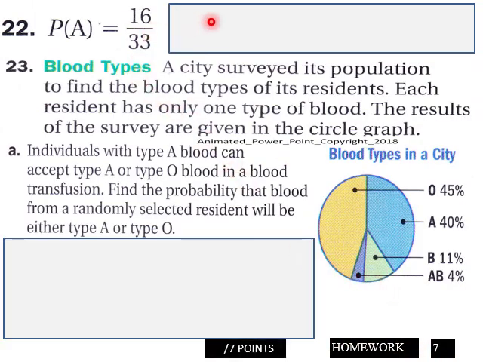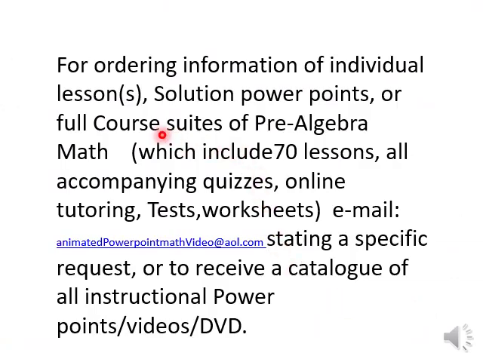Page 7, continuing from the previous, and then we've got a blood type question here. Find a probability that the blood from a randomly selected resident will be either type A or type O from this circle graph here. And this is your response space here. 7 points here for page 7. And that is 11.8 pre-algebra math homework.